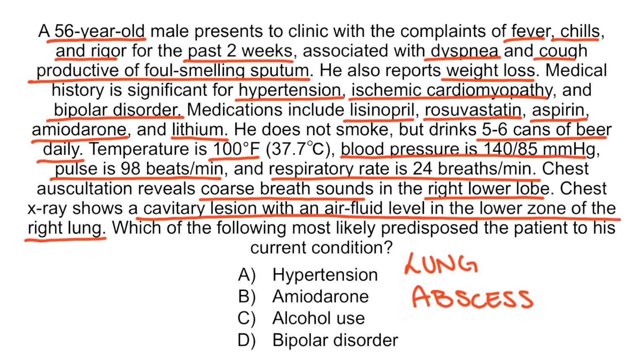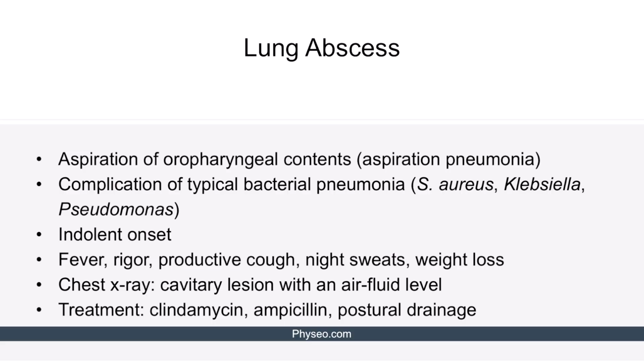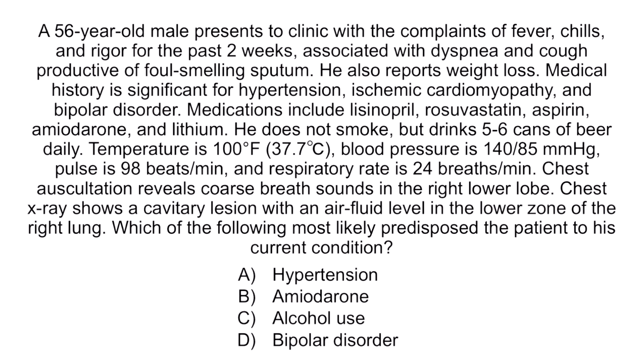of the right lung. A lung abscess most commonly occurs due to aspiration of oropharyngeal contents, and the most likely predisposing factor in this patient is his alcohol use. Hence, the correct answer is option C, alcohol use. Here is a slide reminding us of lung abscess. Now let's discuss why other options are wrong.